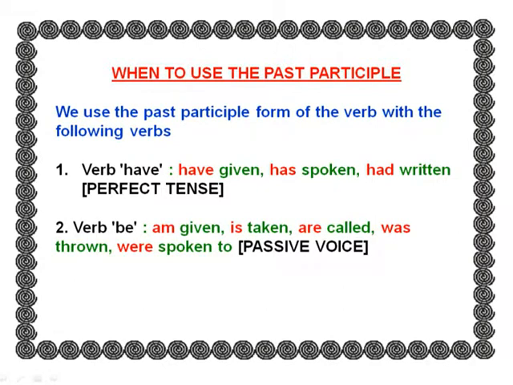When to use the past participle? We use the past participle form of the verb with the following verbs. Verb have: given, has spoken, had written. We get the perfect tense. We also use it with verb be: am given, is taken, are called, was thrown, were spoken to. We get the passive voice.